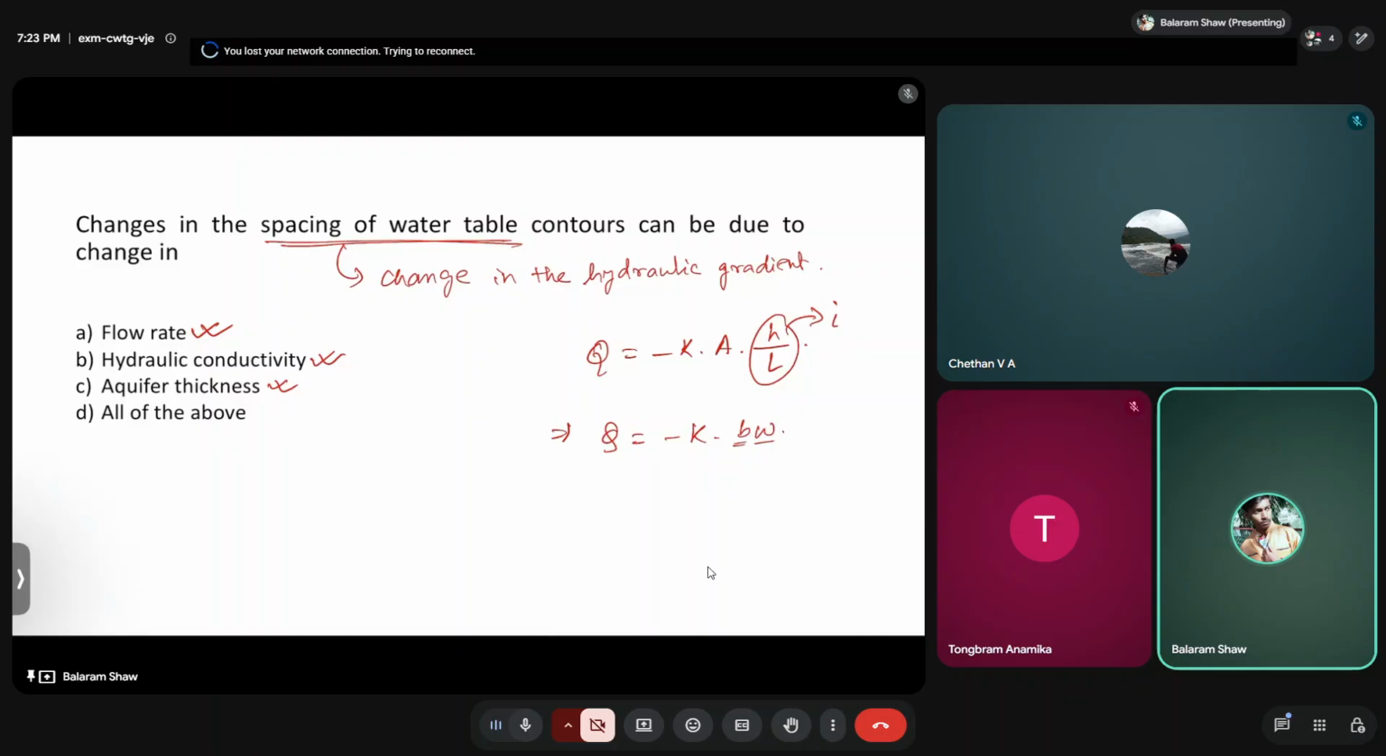So here you need to understand what we are looking for: the change in the hydraulic gradient. If the flow is changing, then I will change. If the thickness is changing, then I will change, right? If the hydraulic conductivity is changing, again I will change, right? So the change in the hydraulic gradient will depend on all of the above: flow rate, hydraulic conductivity, as well as aquifer thickness. So the correct answer is D.